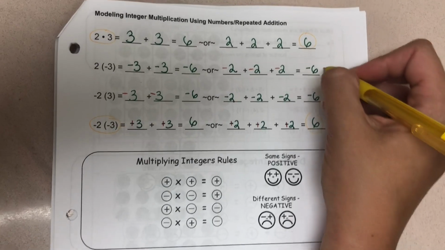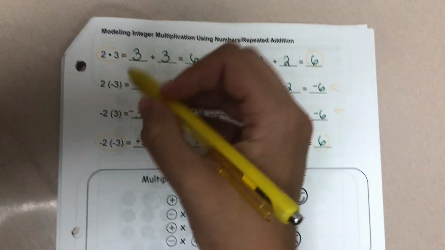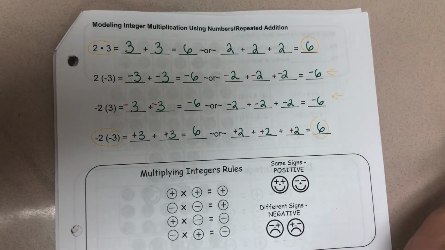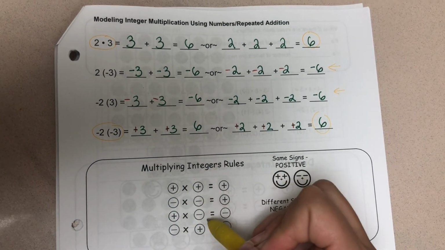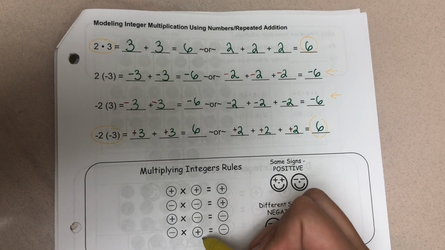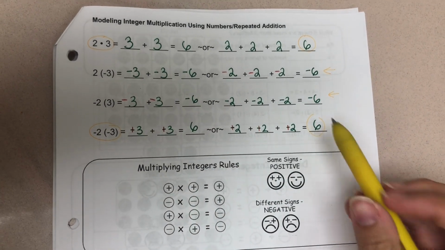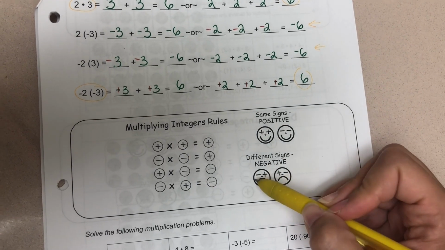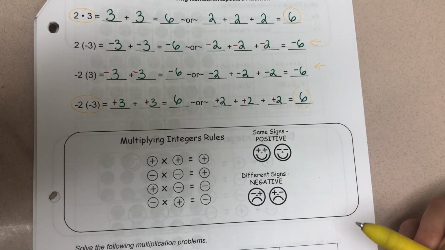Now we get these negative answers when you have a positive and a negative or a negative and a positive. So when the signs are different, you have one positive and one negative, or one negative and one positive, that means your answer is going to be a negative answer. See, they're different. They almost look like they got beat up. They're sad. Negative answer.